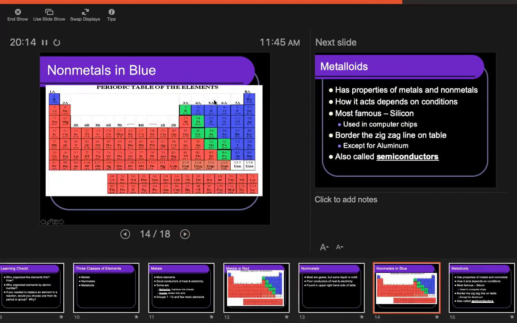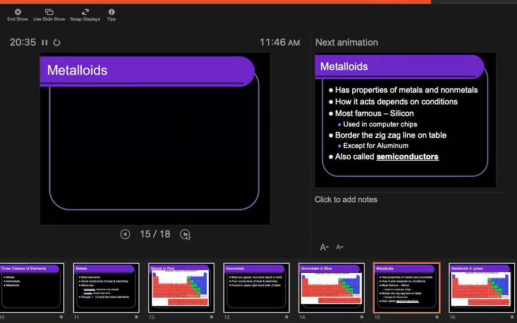Again, there's nothing to write down on this slide, but these are our nonmetals over here in blue. So carbon is a nonmetal. And then here's the rest of our nonmetals. So metals in red, nonmetals over here in blue, which leaves us with this zigzag line and our lime green ones, which are called our metalloids.